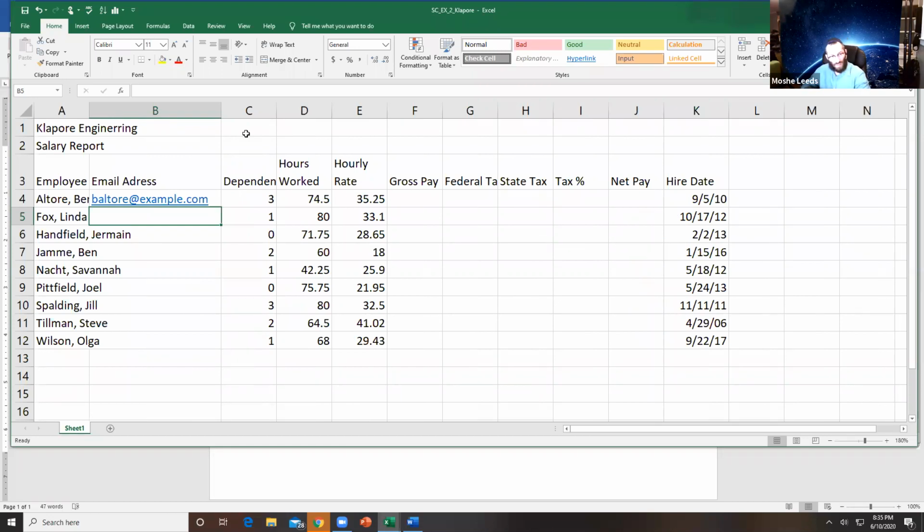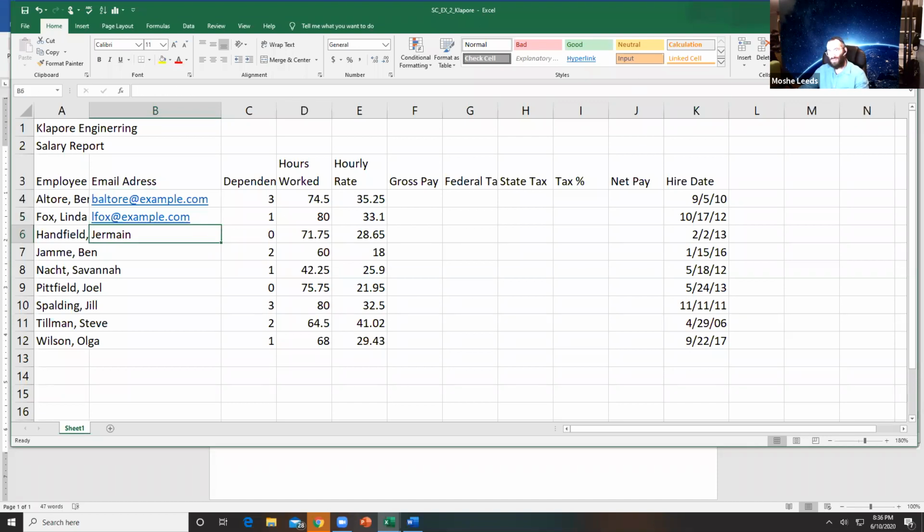Then I will do the same for Linda Fox. So I take the first letter of her first name and her last name at example.com. Okay, so now I could sit here and continue doing this for each employee, but imagine if I had 100 employees here. They don't pay me enough to do this for every single employee. So here's what I want to do.